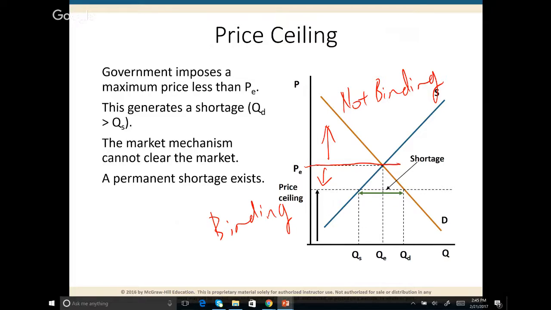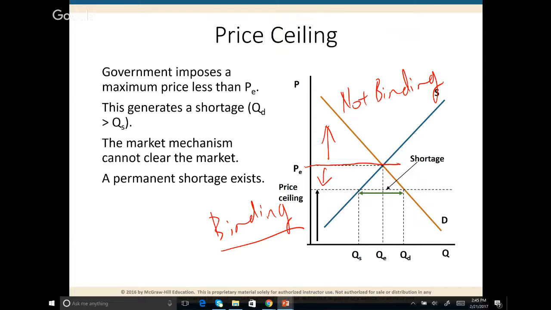But vice versa, if the legal maximum is set below what you're already doing right now, so imagine that you're going 60 miles per hour on the highway every day, and then the government says the new speed limit is 55 miles per hour. Well, guess what? Your current 60 is too high now. You're going to lower your speed. So that we call a binding price ceiling, because a price ceiling that is too low will cause a change in the economy.